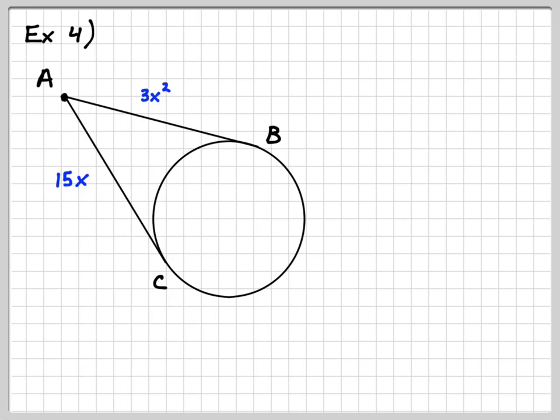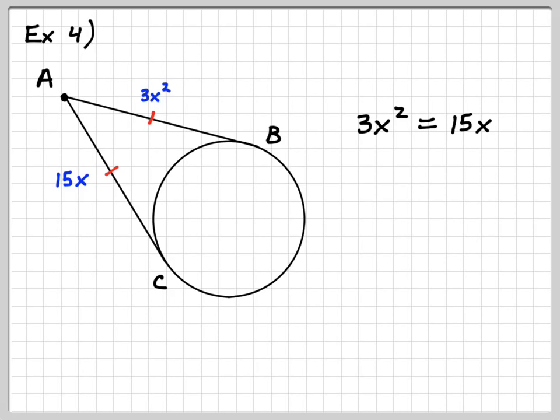Very similar problem. You'll notice you have this external point A. You've got these two tangent lines. Kind of looks like a dumped over snow cone or ice cream cone. I can go ahead and add tick marks because I know from A to C must be congruent from A to B. Now I have equation 3x squared equals 15x.